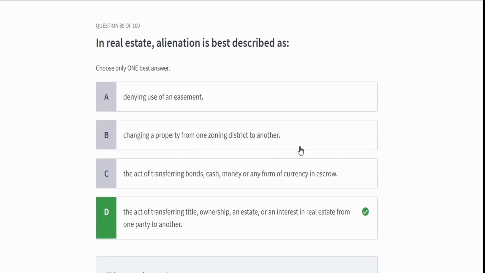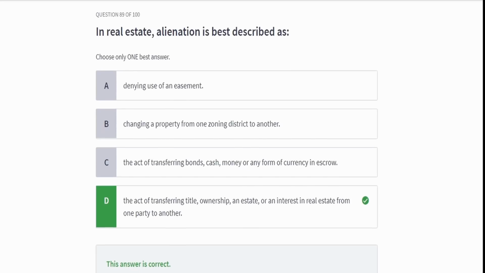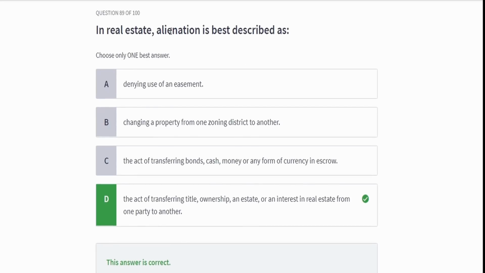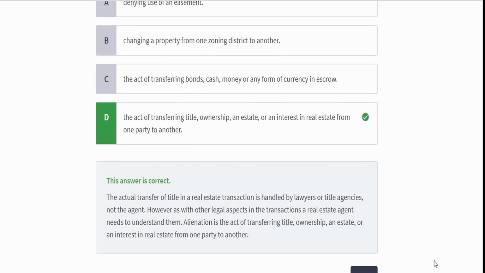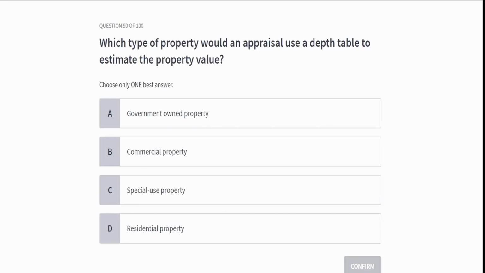And again, with these, you might not directly deal with alienation, but the exam likes you to be familiar with these terms because it's going to come up around the office. It's going to come up in the transaction. You might not have to directly deal with it, but you're going to have to be familiar with it.